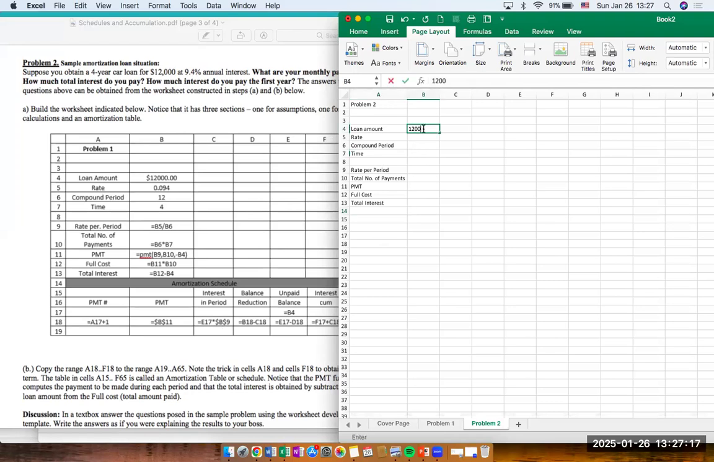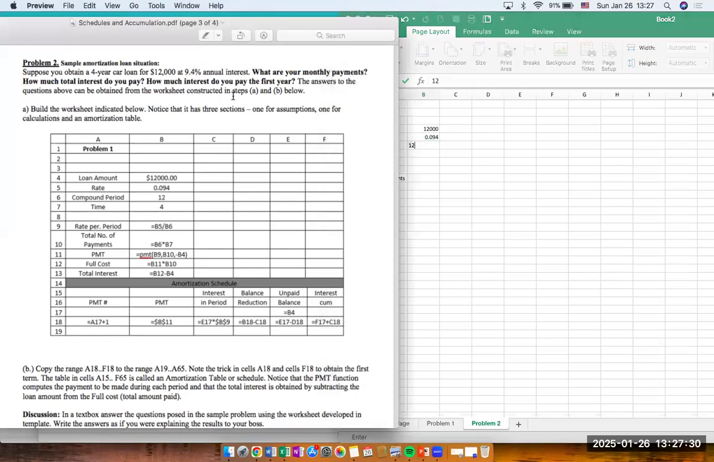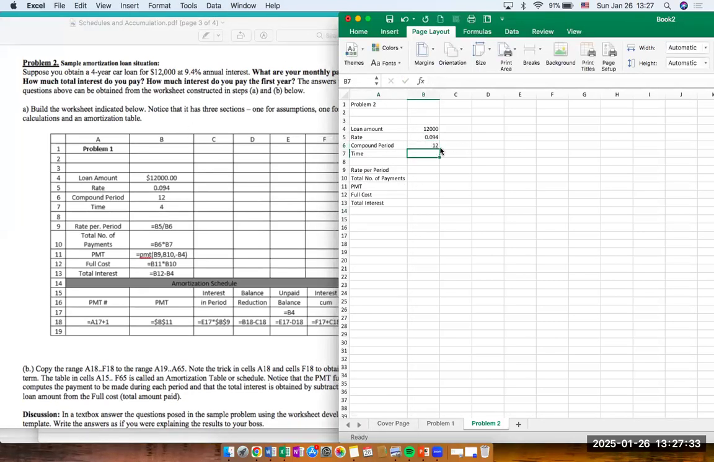So we know that we have $12,000 given to us from your loan. So that is your present value. We have your rate of 0.094. We talked about having monthly payments. So we'll do the compounding period as 12. And we are talking about a 4-year car loan. So that should be 4. Now, when it says your rate per period, we're taking your rate, dividing it by the compounding period that we have. The total number of payments is your period times your time.